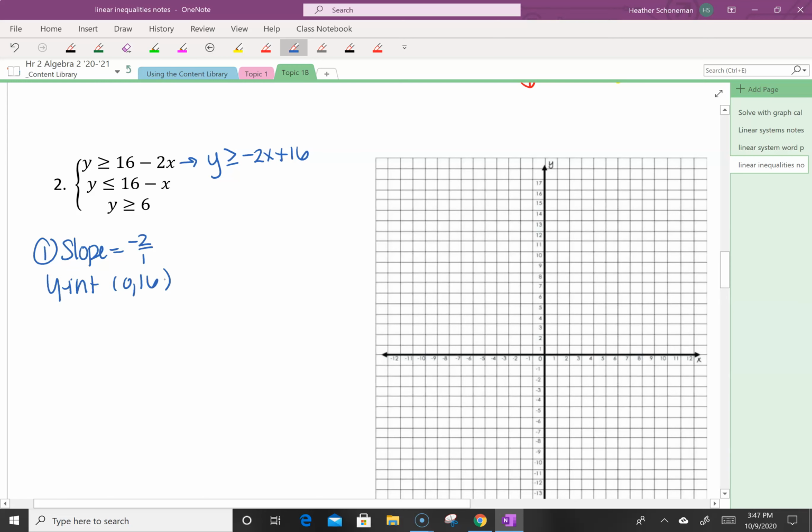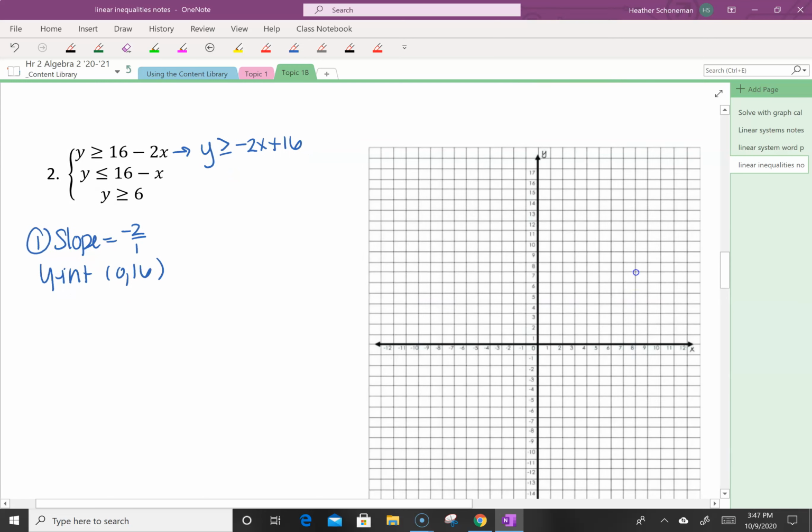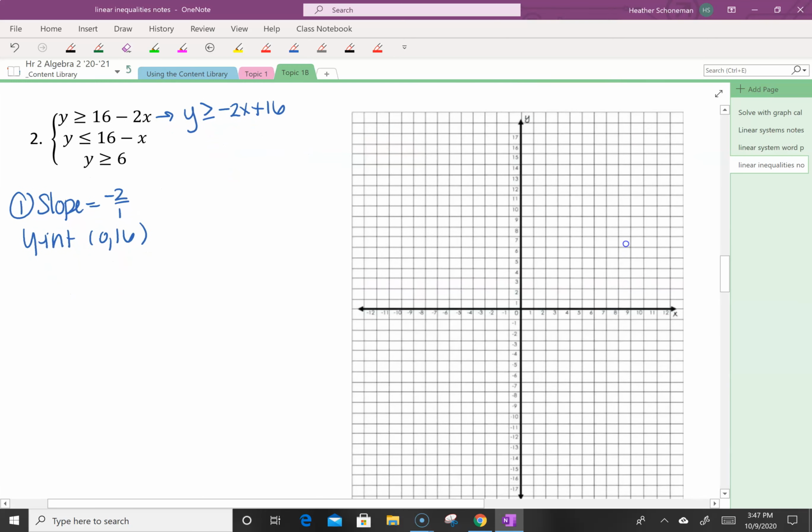Now, as I'm looking actually at all 3 of these, they're either less than or equal to or greater than or equal to, which means all of these are going to be closed in circles and solid lines. So first I'm going to plot the y-intercept at 0, 16, and then I'm going to use my slope, negative 2 over 1, to go down and to the right. Now that I have my points, I'm going to connect the dots, and there's my line. Let's figure out the shading.